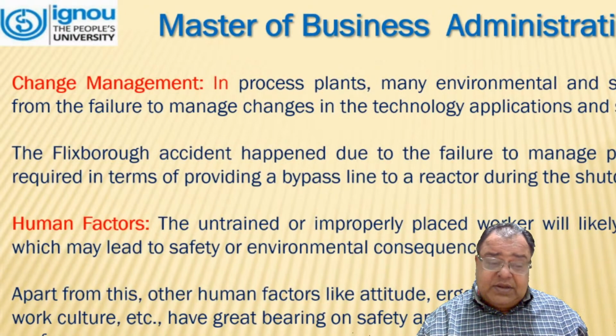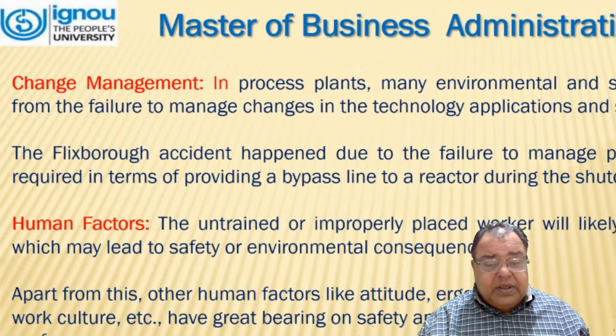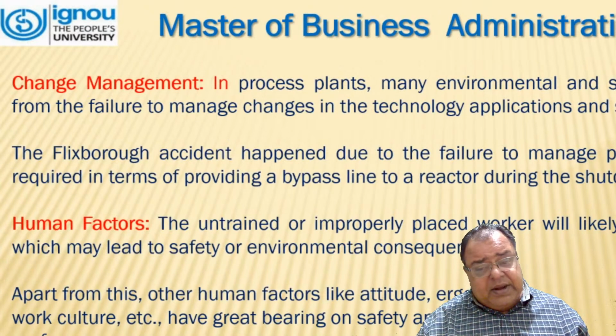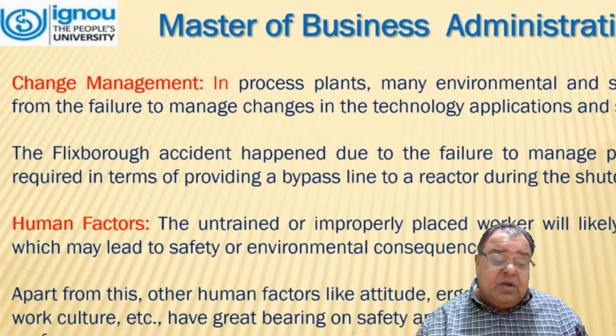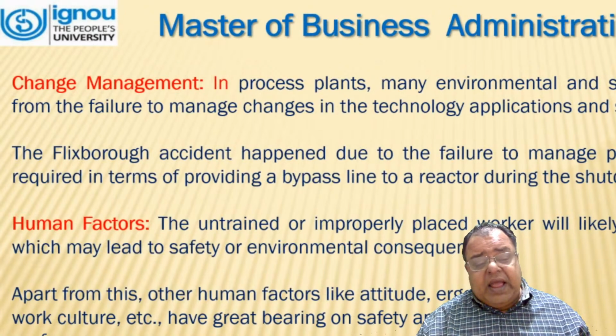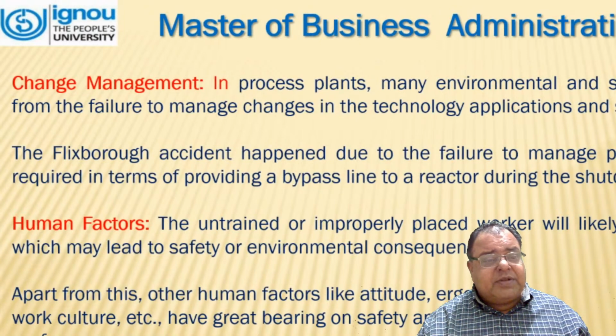Human factors. The untrained or improperly placed worker will likely commit mistakes, which may lead to safety or environmental consequences. Apart from this, other human factors like attitude, ergonomics, work culture, etc., have great bearing on safety and environmental performance.